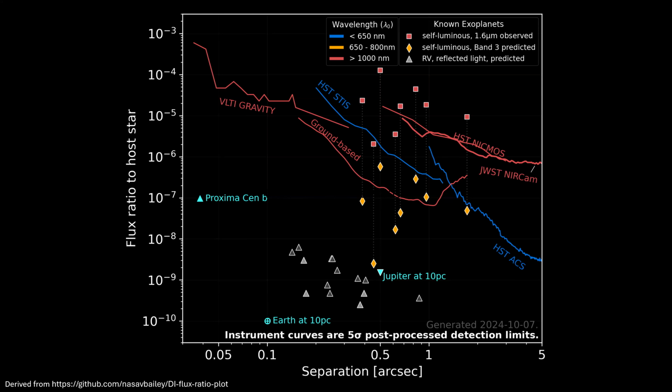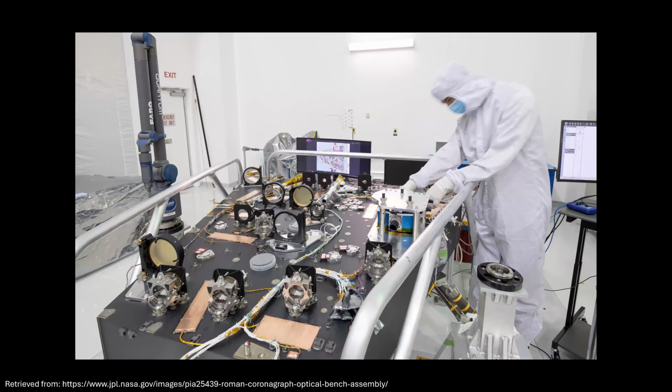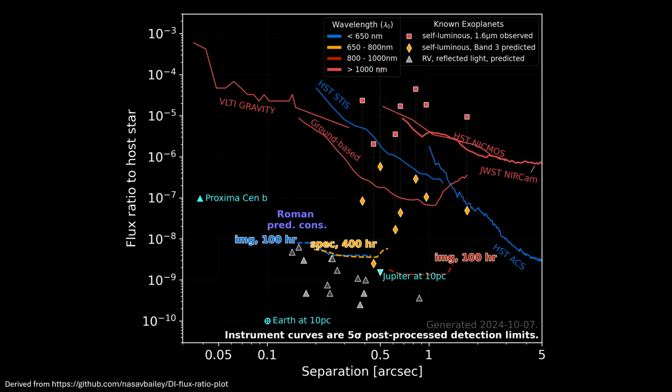If we want to go and look for something like Jupiter, or especially if we want to look for something like Earth, we're going to need the Nancy Grace Roman Space Telescope. And specifically, its coronagraph instrument, because what the CGI is going to do, here's a nice picture of it on the bench, is it's going to take us from the ground-based limit and the limits for our current space telescopes all the way down here to 10 to the minus 7 and lower.